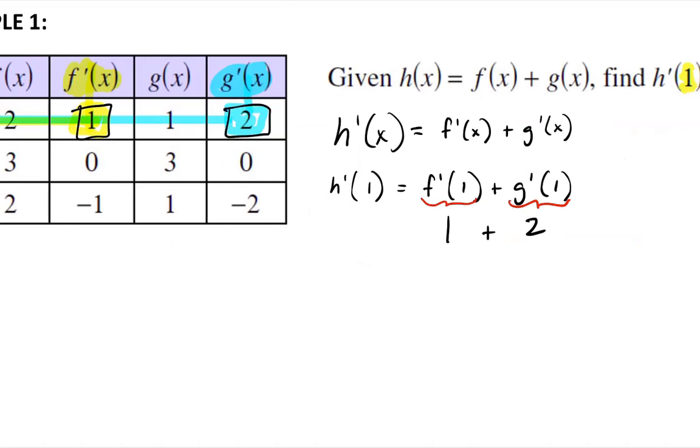So now I just add them together. So h prime of 1 equals 3. Done. Okay.